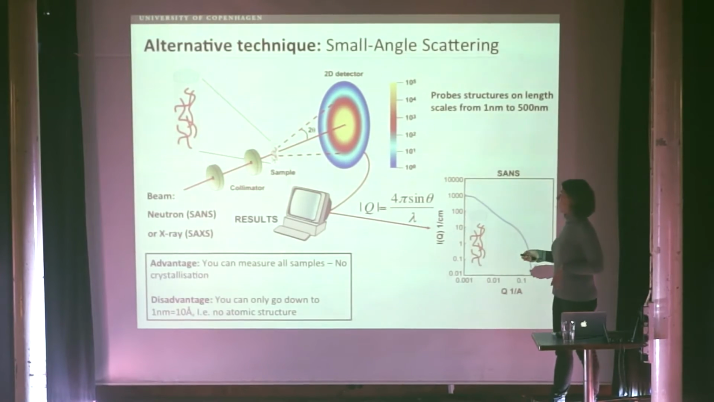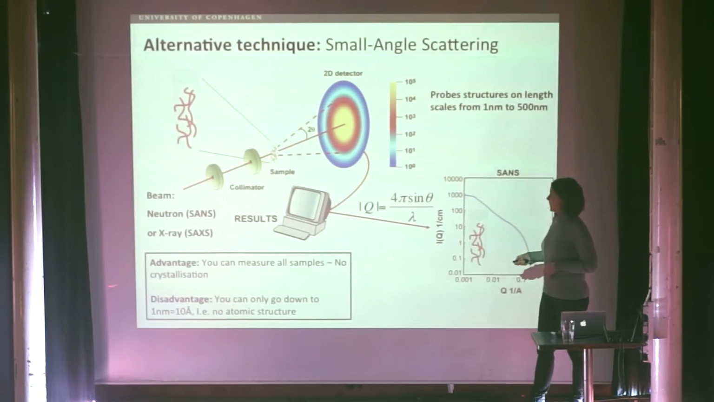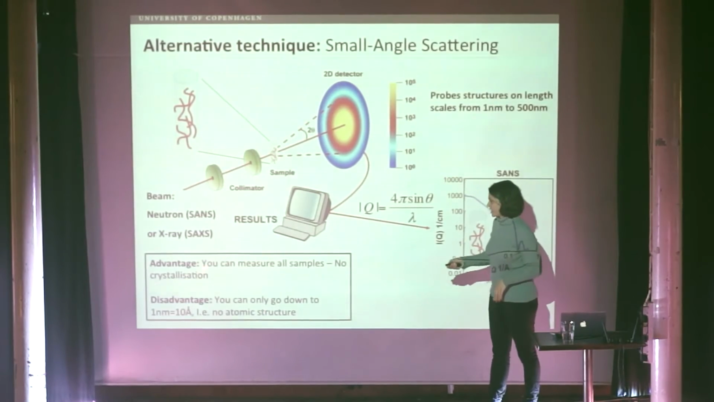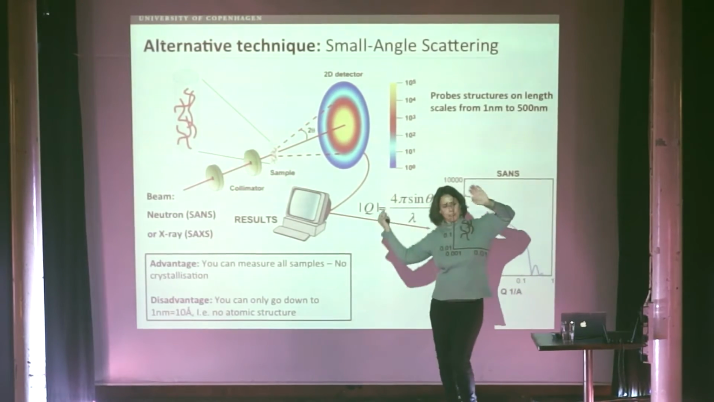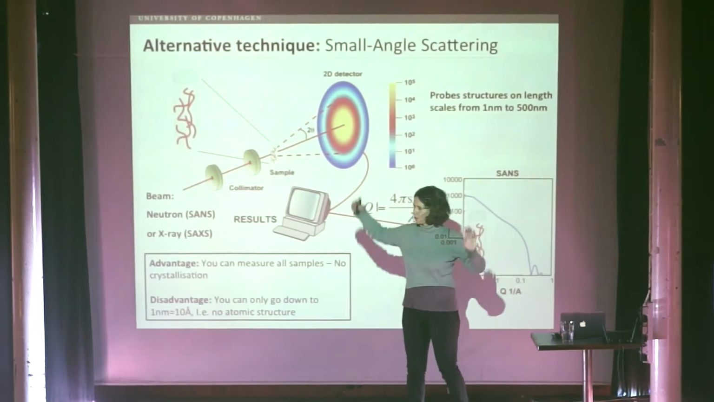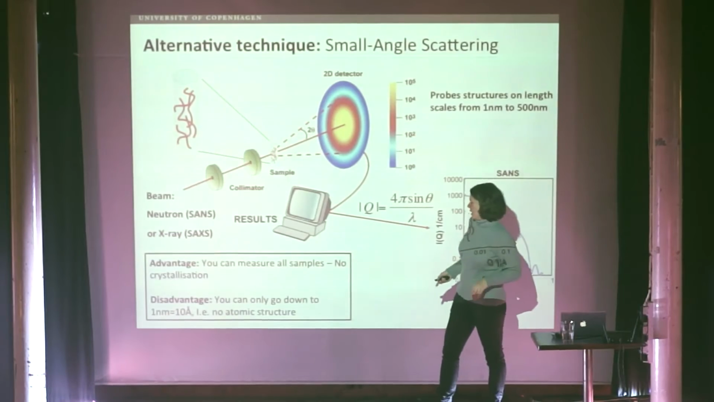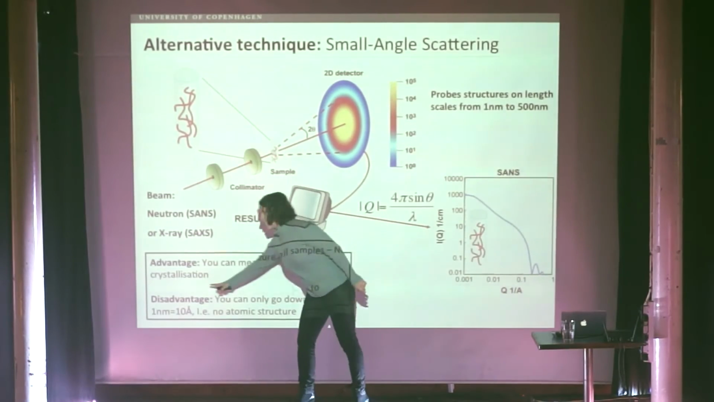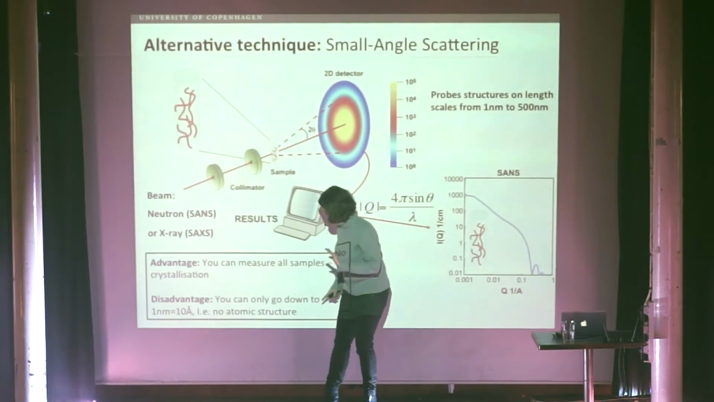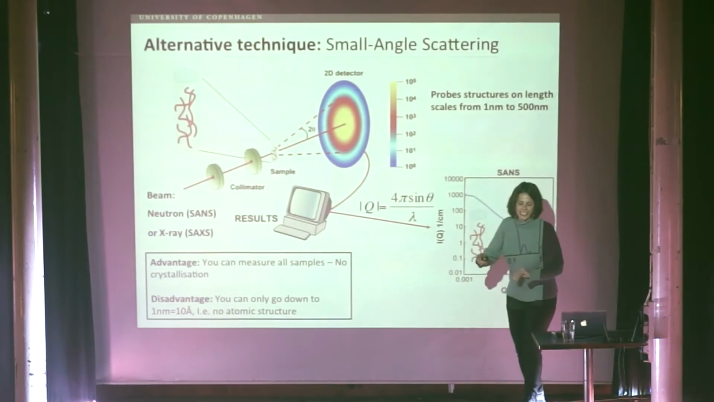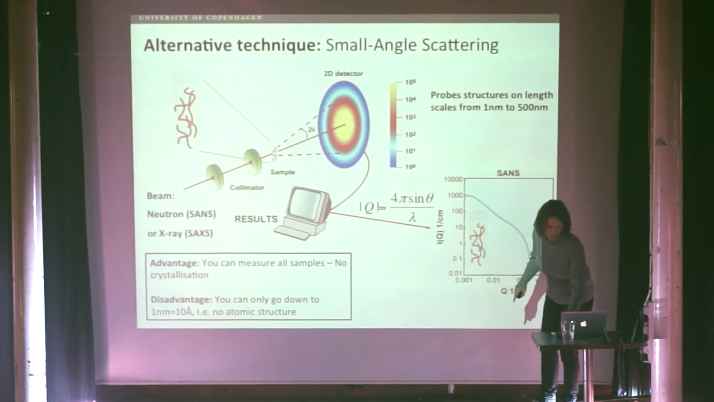So the big advantage of small-angle scattering is that you can measure all samples. You can just put anything into the beam. The disadvantage is then, because you have all this flexibility in the sample and they don't do the same movements at the same time, then you can only go down to about 1 nanometer or 10 angstroms. This is still quite small, but it's not atomic structure, so we can see tiny things, but not tiny, tiny things with this technique here.